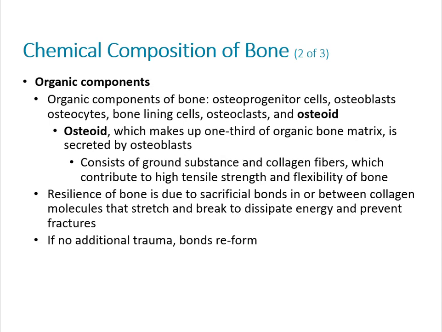Again, the organic components are called osteoid, and the inorganic components together are called hydroxyapatite. The osteoid makes up probably about 1/3 of bone matrix, and it's secreted by the osteoblast. Again, osteoid is mostly collagen, so it has a high tensile strength, and it's very flexible. It gives the bone great resilience, and we're going to see that those collagen molecules actually have proteins that like to bind to calcium.